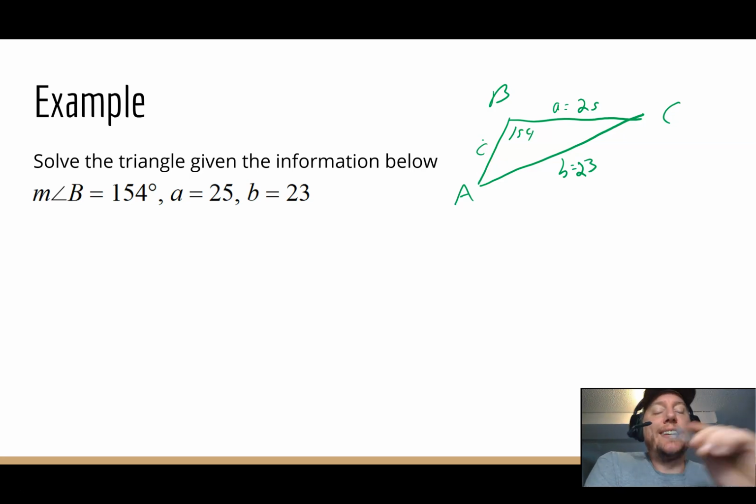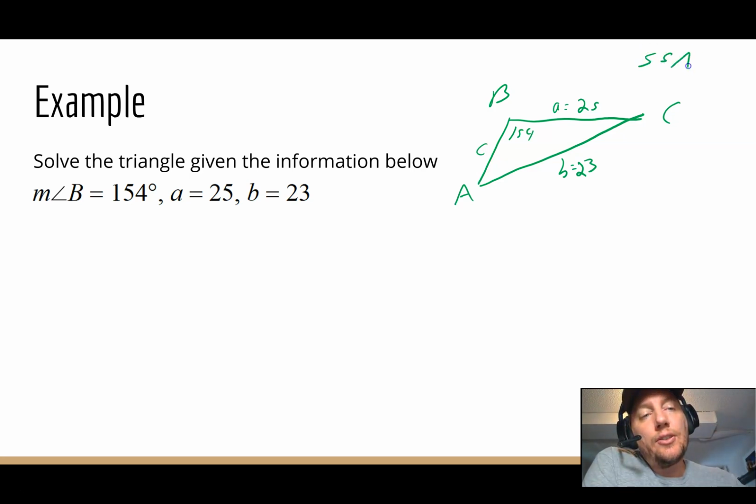So this one is a side-side-angle situation because I have two sides and then an exterior angle, which means this one has a possibility of being no solutions, or two solutions. So let's see what happens. I cannot start by subtracting from 180 because I only have one angle, so I'm just going to jump straight into the law of sines.